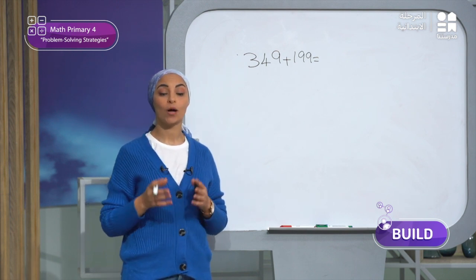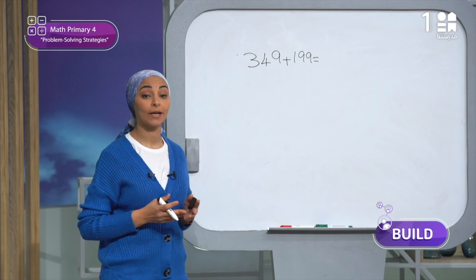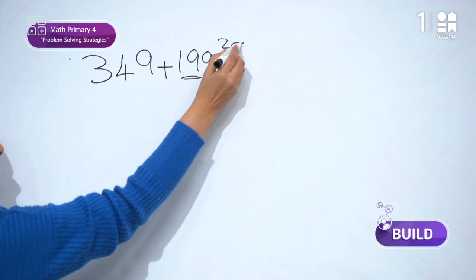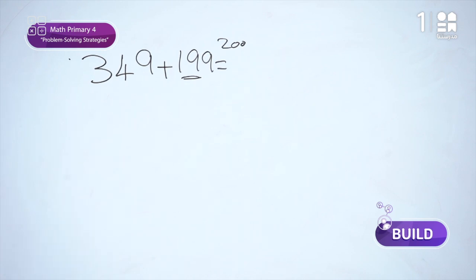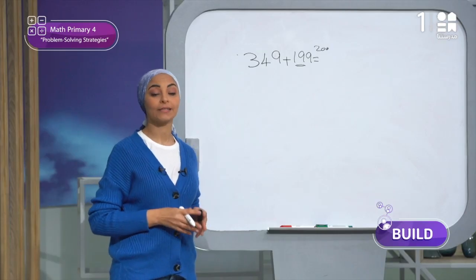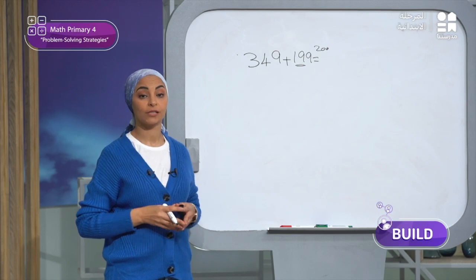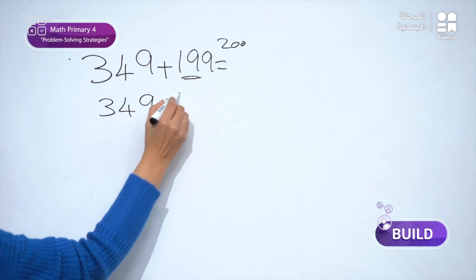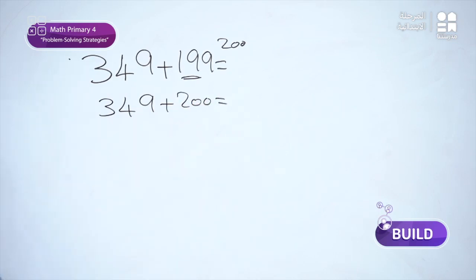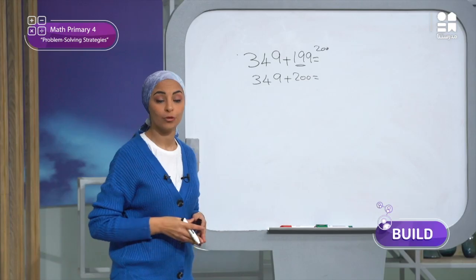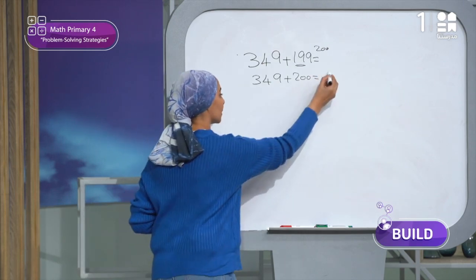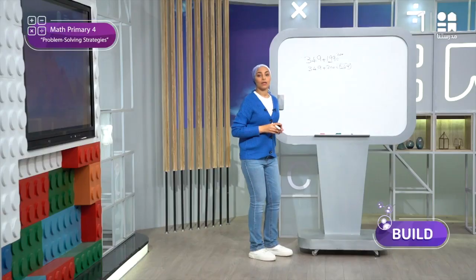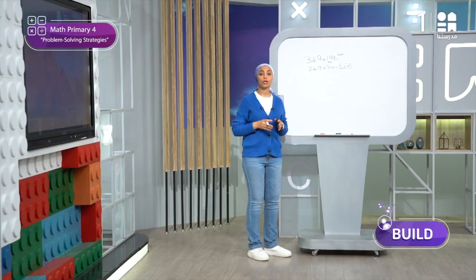So, if we add 1 to 199, we will get what? Yes, we will get 200, right? Then, what should I do? We could then add it to 349. So I will do 349 plus 200 equals what? Yes, when I add these two numbers, the answer will be 549, right? Okay. Then, here we have to subtract.